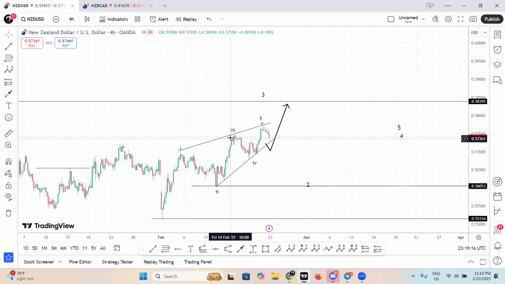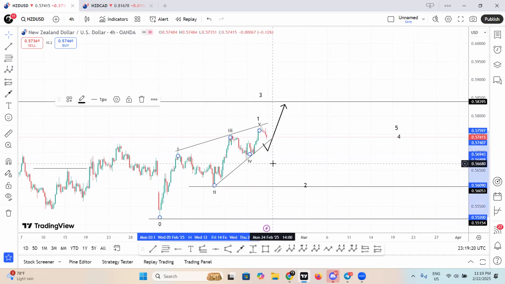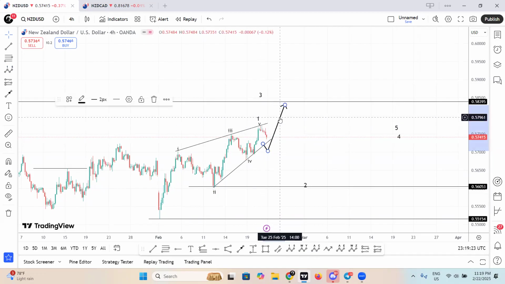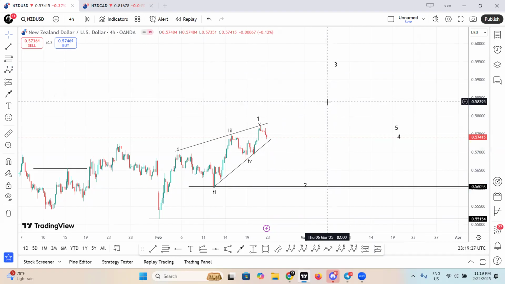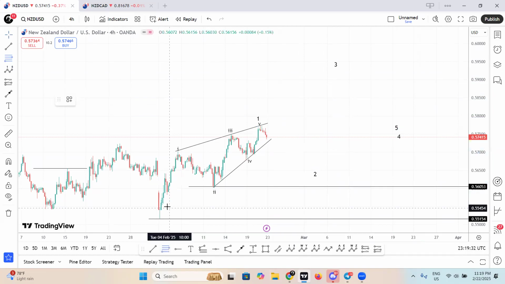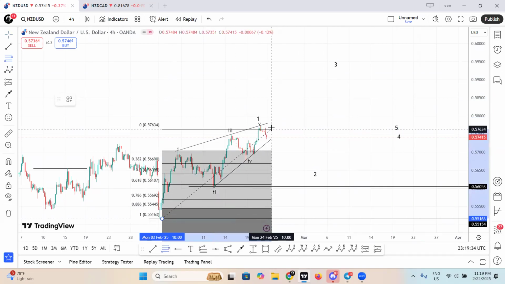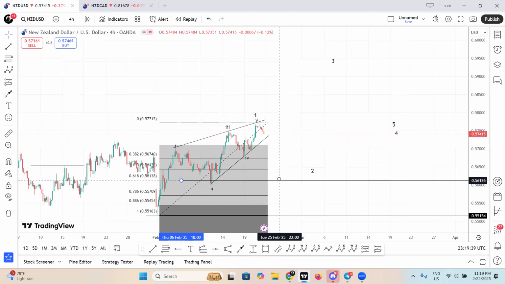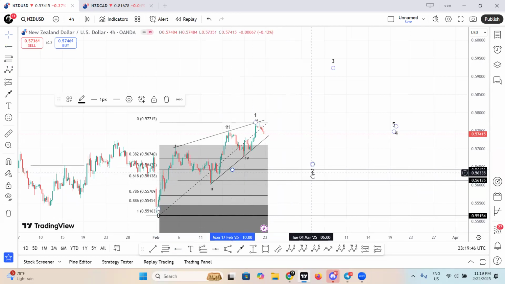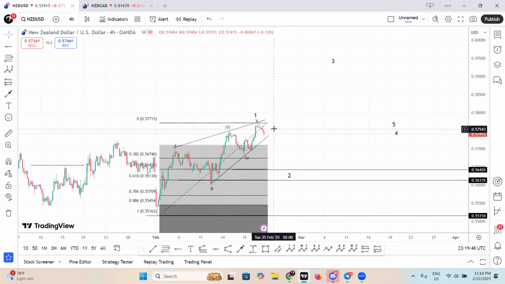Wave 1, wave 2, wave 3, wave 4, and wave 5. Okay. So what do we expect next week? Next week, can we just make a good measurement? A retracement. So this is what I expect next week. I expect price to retrace back to 0.618 or 0.50. This is the range where I'm expecting price to reject next week.